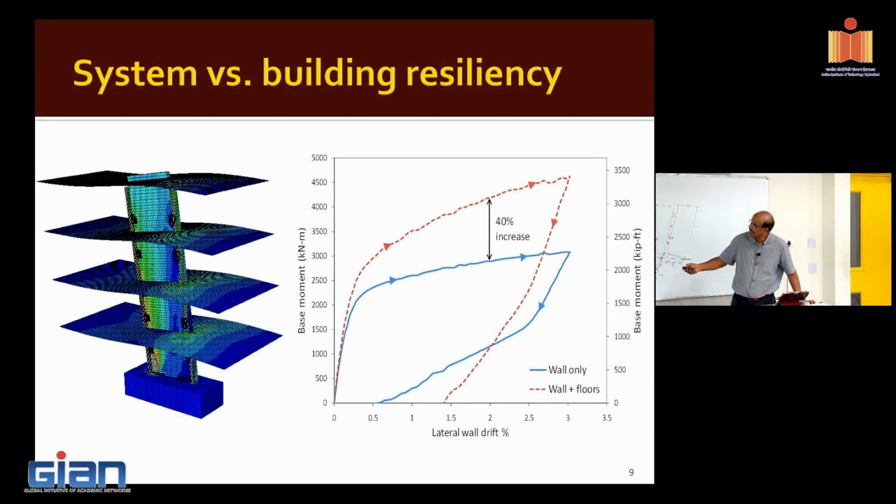But if the floor interaction comes in, the strength goes up, and then you will have a larger residual displacement. So even though you have a self-centering wall, the structure may not self-center. You basically sell to people a self-centering structure. It's not really, unless you account for this.